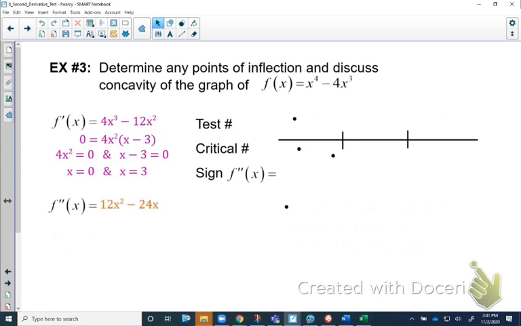So I'm going to take the second derivative of the function, which will be 12x squared minus 24x, and again I'm going to factor out a 12x from the function and set it equal to 0, and then set each factor equal to 0: 12x is set equal to 0, and then x minus 2 is set equal to 0. And solving each separate factor, we get a solution of 0 and 2. So the 0 and 2, those are the critical numbers for the test for concavity, the second derivative test.